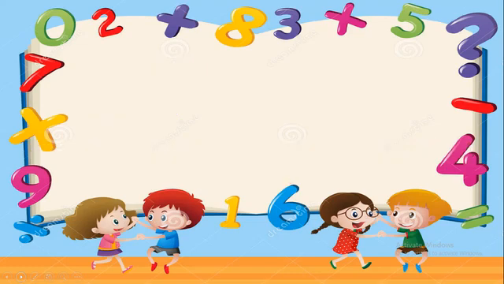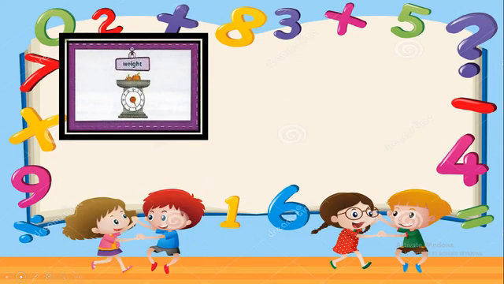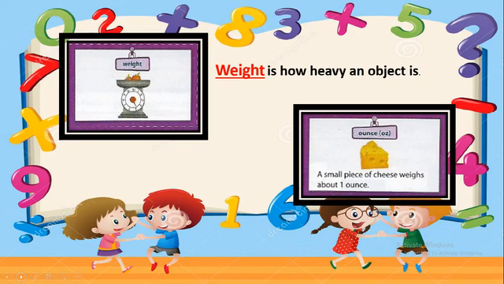Now let's study the meanings of some words that we will use in this lesson. First word, we have the word weight. Weight is how heavy an object is. Ounce. An ounce is a customary unit of weight. A small piece of cheese weighs about 1 ounce.